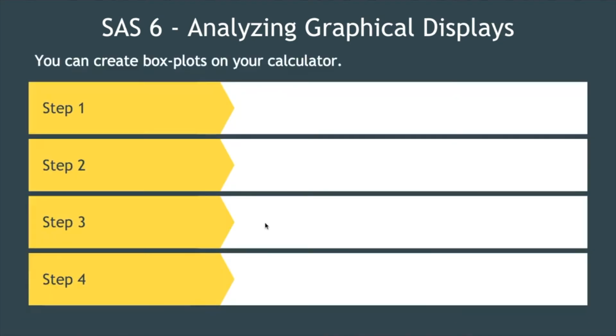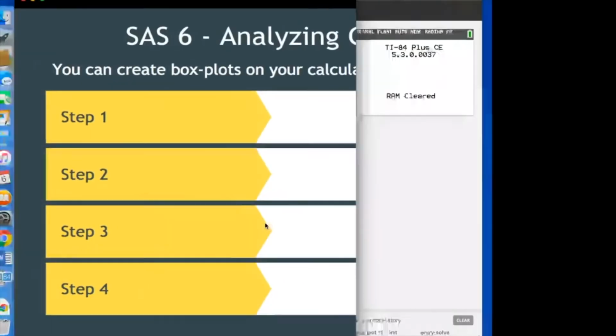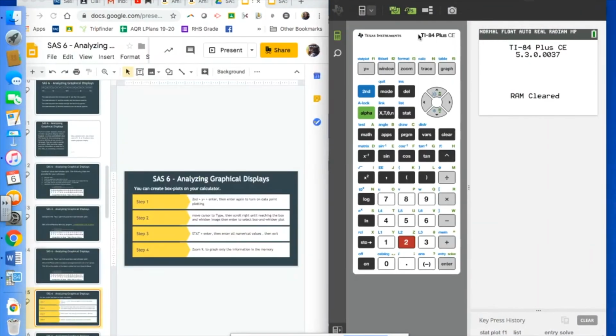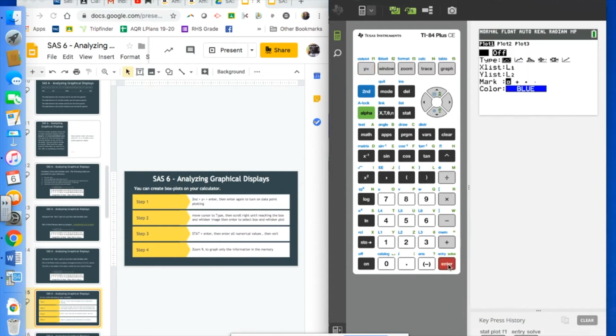All right, so you can create box plots on your calculator. Now what I'm going to do here is use my calculator to do this. So I'm going to hit second y equals, and then I'm going to hit enter, and then I'm going to turn my data points on for plotting. See how it's blinking? Its cursor is on off. So right now my plots are off, but I'm going to hit enter and turn it on. Now you see that it's on, okay?